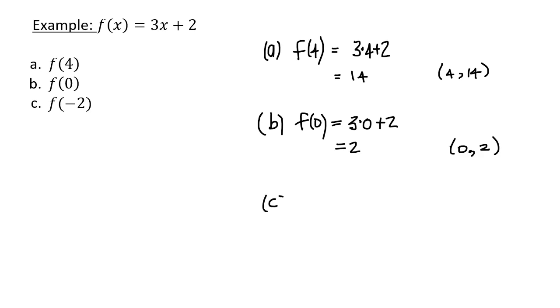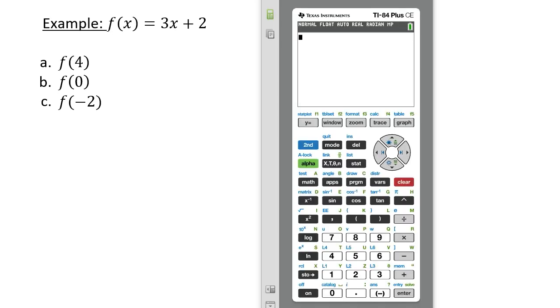And in part C, I want to evaluate f at negative 2. So that means 3 times negative 2 plus 2. So that's negative 6 plus 2, which is negative 4. So the ordered pair I've generated now is negative 2, negative 4. I can use the calculator to help me here.